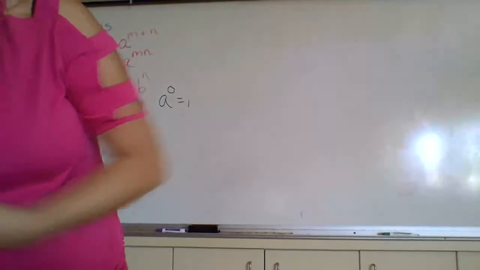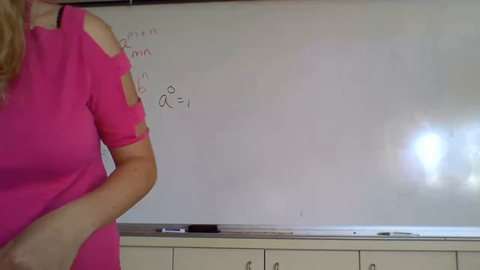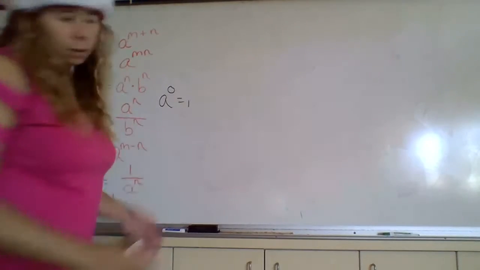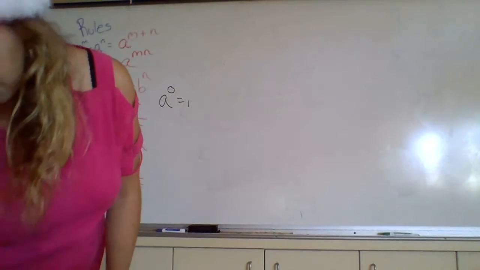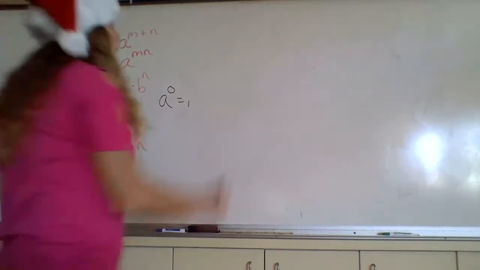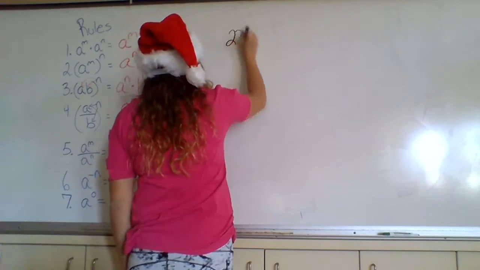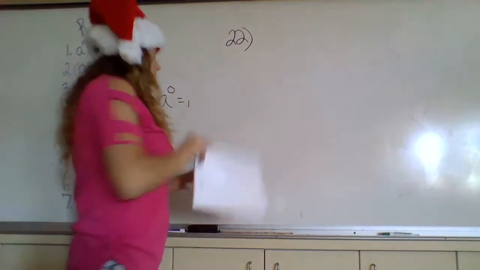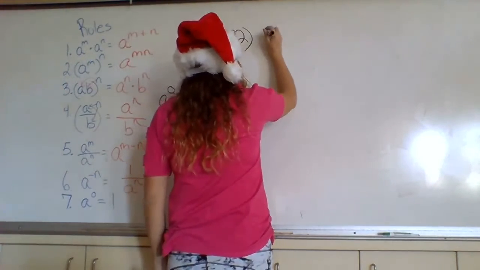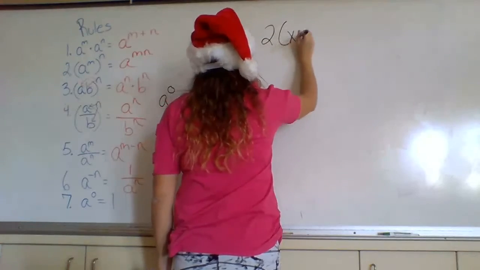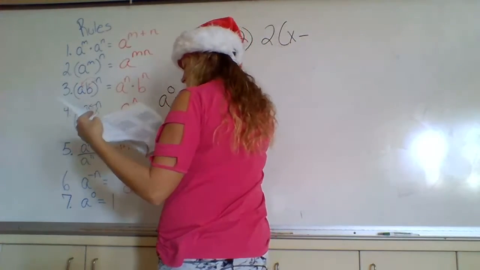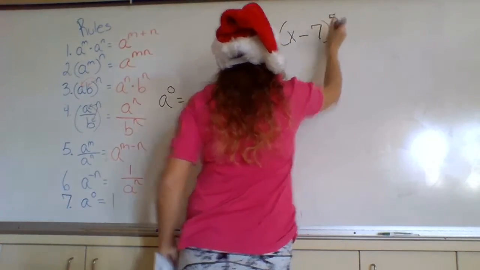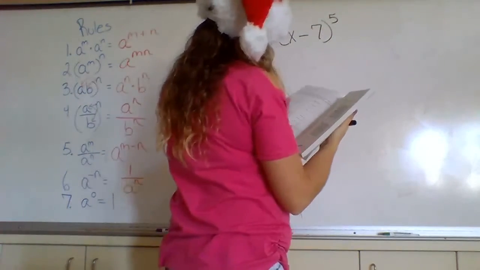Okay. All right. 21 and 22, you're solving equations. Well, there's only 2 of them, but I guess I'll do 21. Nope. I'll do 22 since it's a little bit harder. 22. I don't know why I didn't bring this with me. 2 times x minus 7 raised to the 5th, plus 3 equals 67.